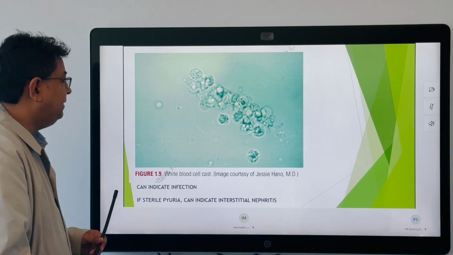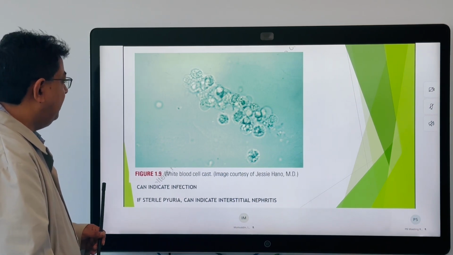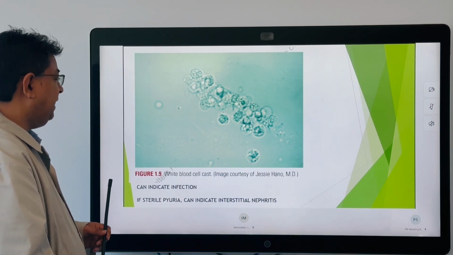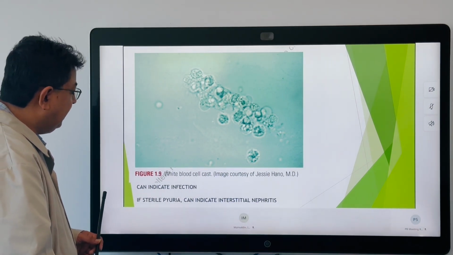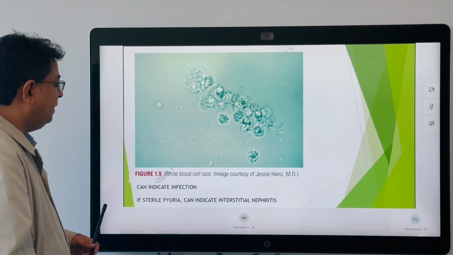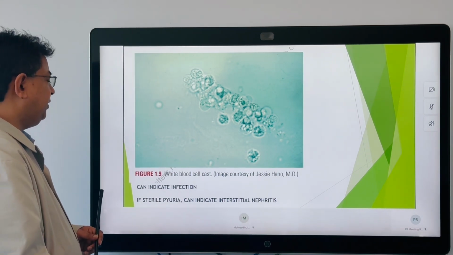This is a white blood cell cast, and white blood cell casts can indicate infection. If there is no infection, i.e. if there's sterile pyuria, then this can indicate interstitial nephritis.